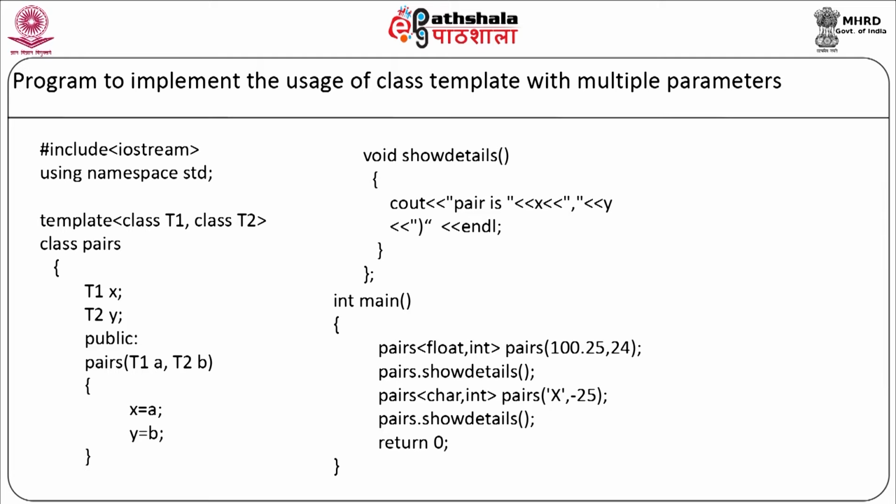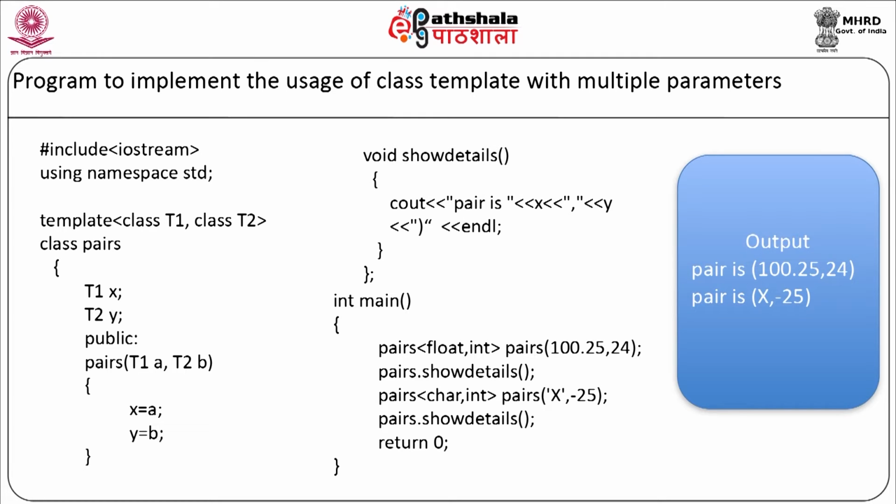When the above code is compiled and executed, it will produce the result as pair is 100.25 comma 24, and next one is pair is X comma minus 25. So we can have a template or the class template with a mixed data type. Here the first data type was float and second was integer. So multiple parameters with different data types can also be useful.